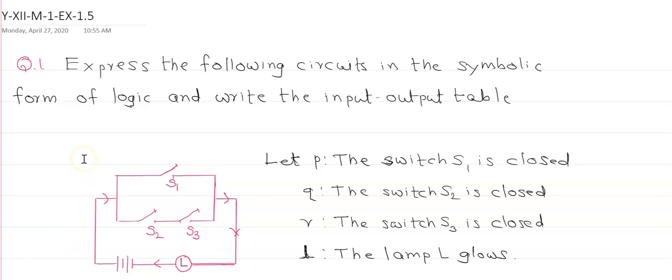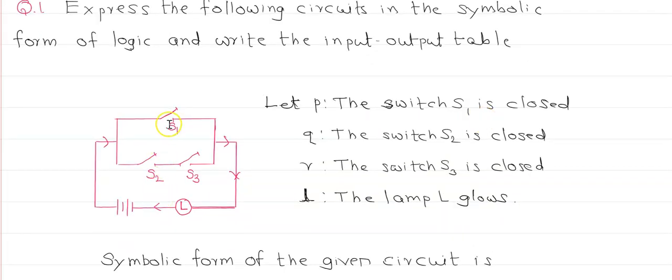Exercise 1.5. Express the following circuit in the symbolic form of logic and write the input-output table. Now this is a circuit. S1 is in parallel with S2 and S3. For all problems, this we will write here; somewhere I will not write it here. You can consider this: here is a switch. S1 is in parallel with S2 and S3, where S2 and S3 are in parallel.